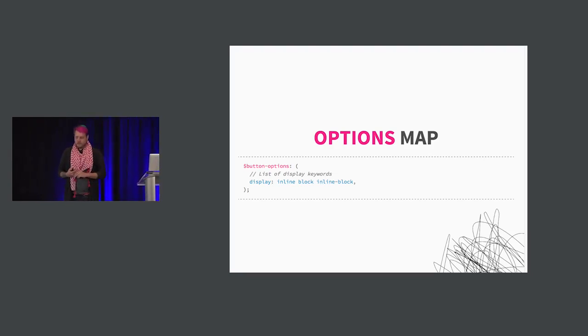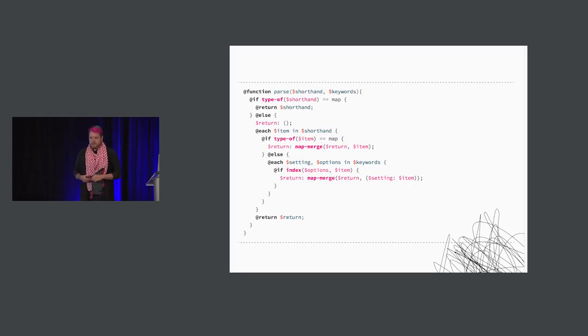So we start by making a map of just all the options. And this is how Susy does it as well. This is just all the options that can be passed into our mixin. So we start by, this is the setting that we want to change, and these are all the keywords that apply to that setting, right? So for display, we've got inline, block, or inline-block. And then we have a parse function. This is really useful. I mean, we just have this one function that I use in all the plugins, and it just runs these loops.